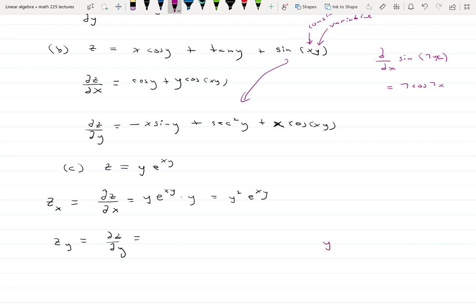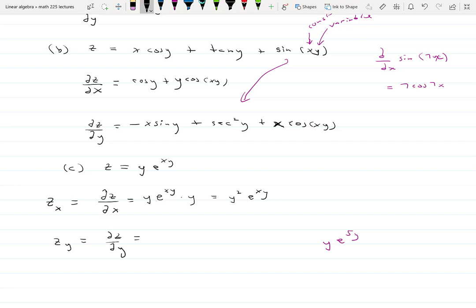Would I use the product rule in y e to the 5y? Yes, because this is the product of two functions of y. So would I use the product rule for y e to the xy? Yes. x is held constant. So with respect to y, x is held constant. So I have a product of two functions of y. So the product rule, that's why it makes this a little tricky.